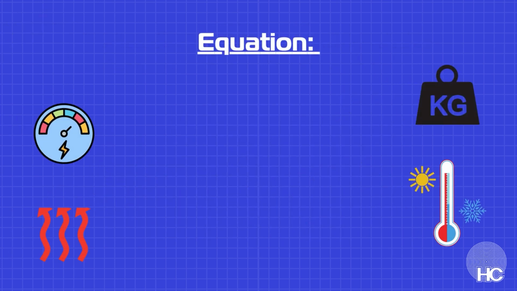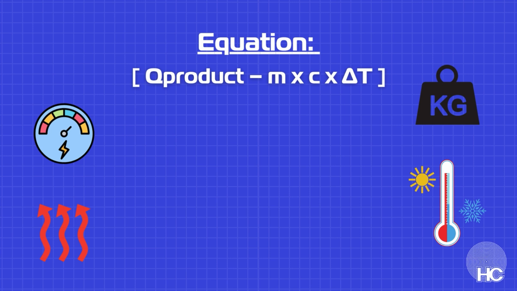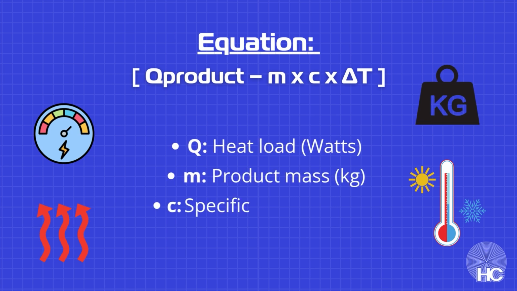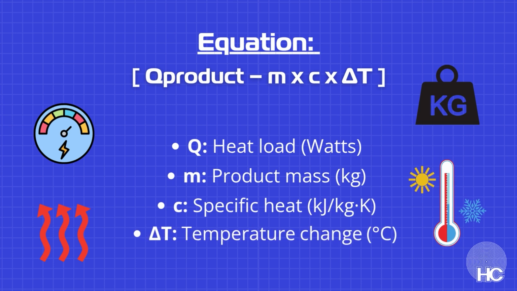The equation is Q of the product is equal to M times C times delta T, where Q is the heat load, M is the mass of the product, C is the specific heat of the product, and delta T is the temperature change.